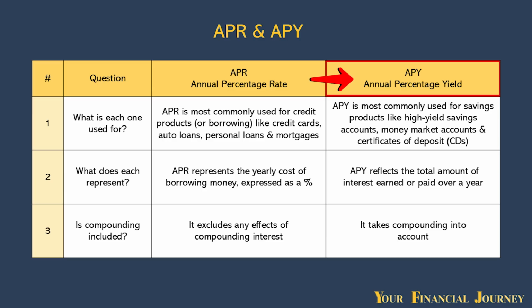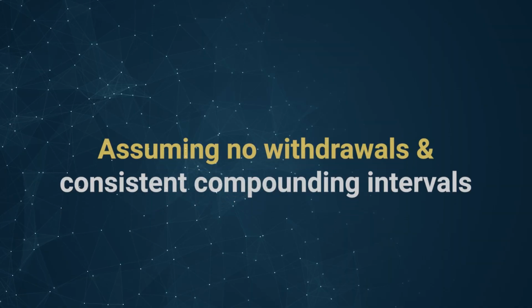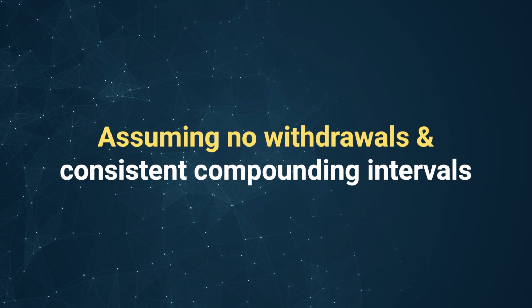Moving on now to APY. Imagine that you deposit money into a high-yield savings account with a 4% APY. The 4% APY includes the effects of compounding over the course of a year, assuming no withdrawals and consistent compounding intervals. For example, if the bank compounds interest monthly, each month your account balance increases slightly, and the next month's interest is calculated on this higher balance. This compounding effect gradually increases your total earnings beyond what a simple interest calculation would yield.